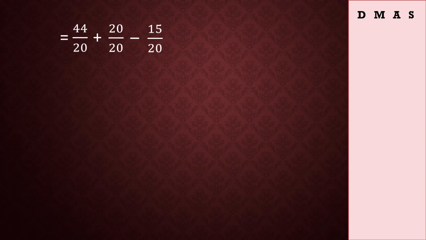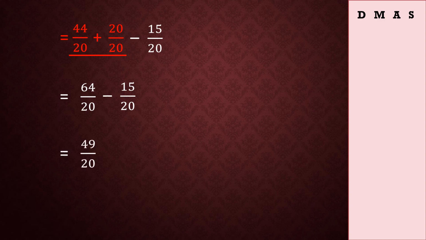In 44 upon 20 plus 20 upon 20 minus 15 upon 20, all the denominators are same. So according to Demas, while moving from left to right, carry out addition or subtraction, whichever comes first. Here we have addition, so do the addition. 44 plus 20 is equal to 64. So we get 64 upon 20. Then write minus 15 upon 20 as it is. Now do the subtraction. 64 minus 15 is equal to 49. So we get 49 upon 20.